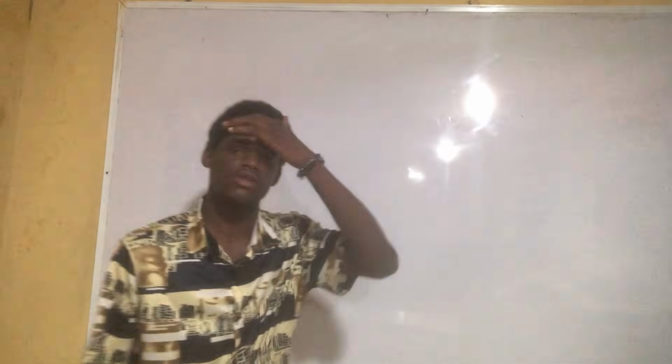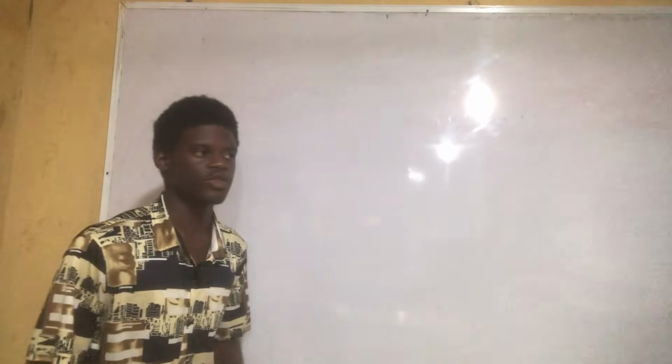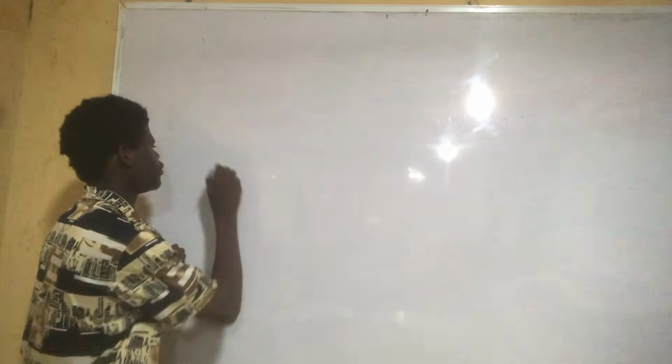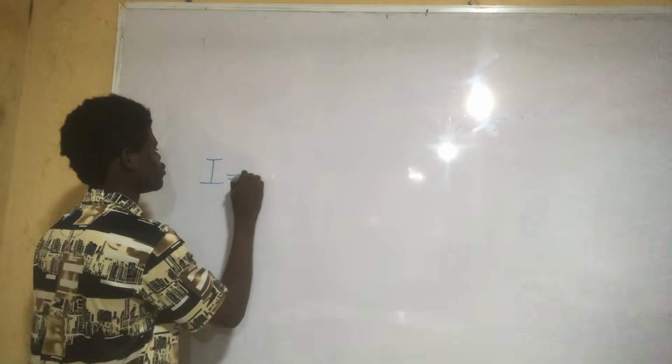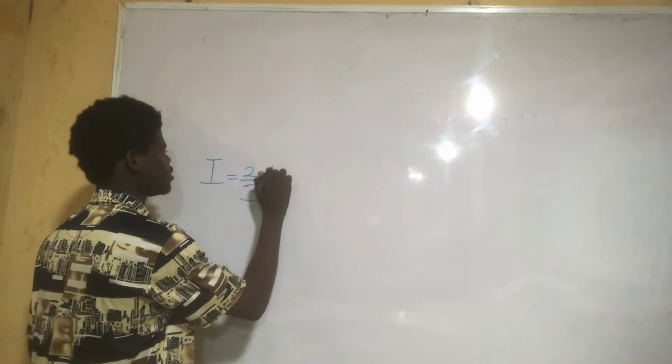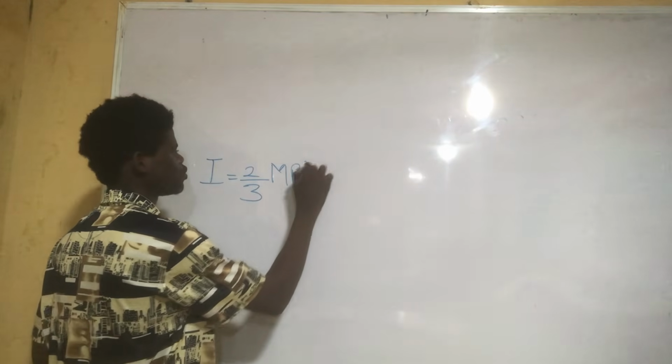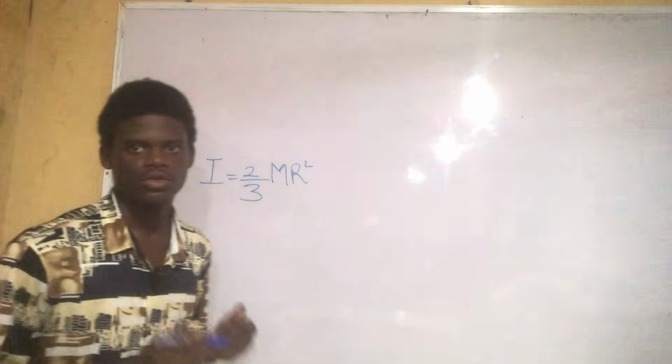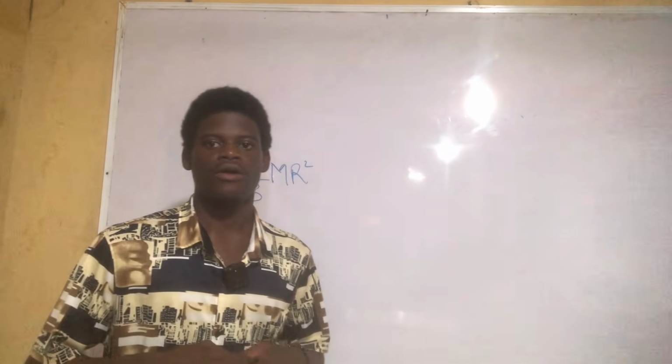There's one more moment of inertia you need to know, for a hollow sphere. It doesn't come out like that, but it's a good thing to know. For a hollow sphere, the moment of inertia is I = 2/3 mr².